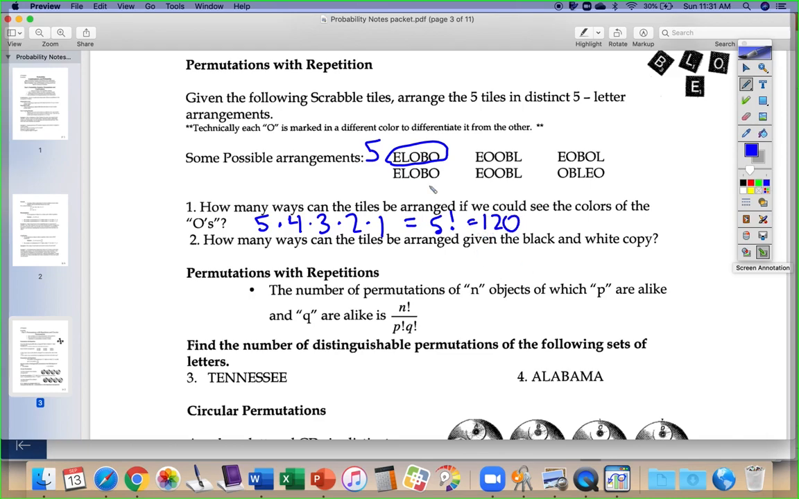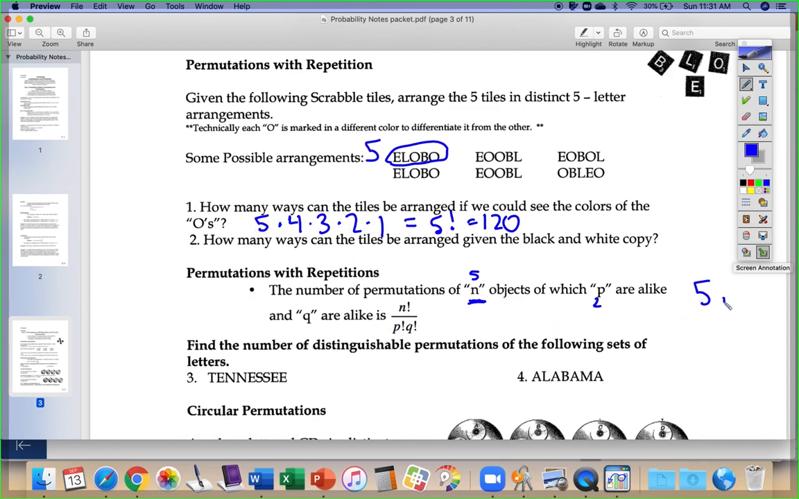The problem here is that we had 2 O's. So realistically, O's are just O's, they're just letters, they repeat. How many ways can the tiles be arranged if you are going to have a repeat? Well, that brings us to this permutation with repeat. The number of permutations of n objects, so in this case 5, of which p are alike. Well, this is basically saying we have two O's that are alike, is n factorial, which we just did up here.